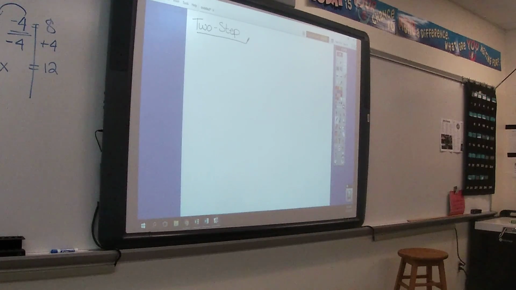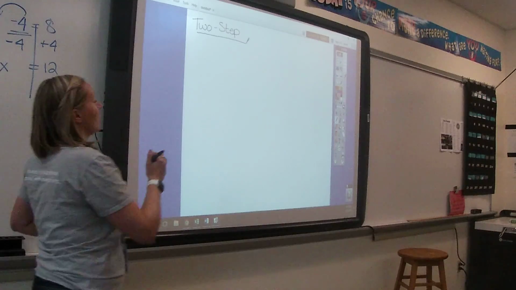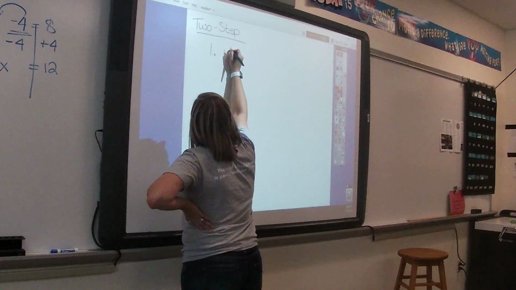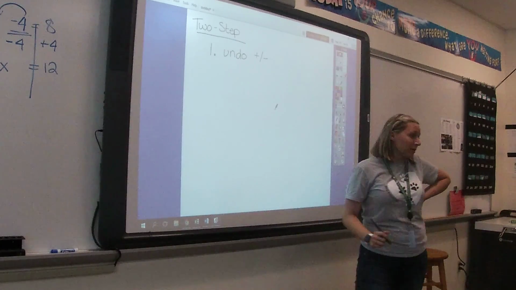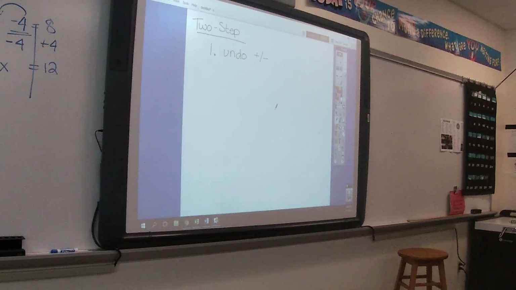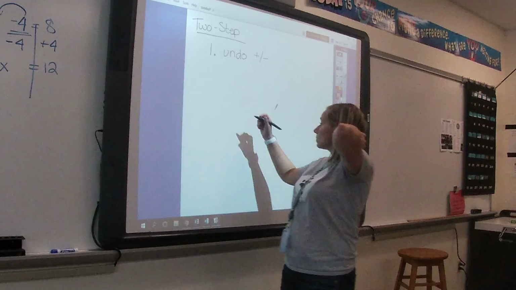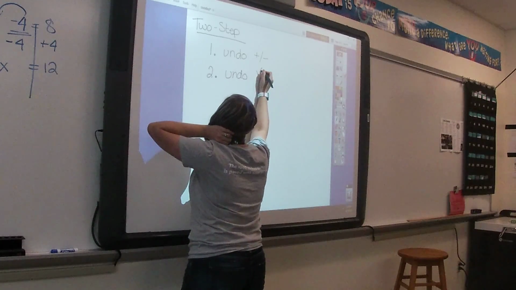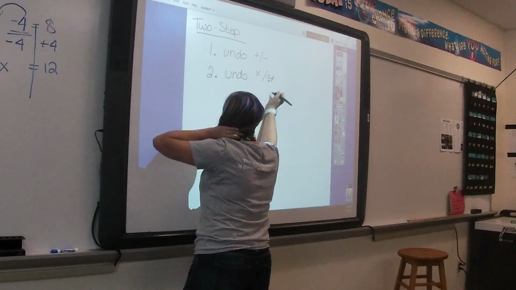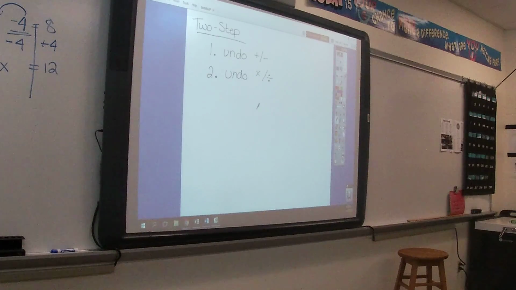If we're going in reverse order, what operation should we be doing first? Subtraction and addition, right? They come together. So we are going to undo addition and subtraction first. And our second step will be to undo any multiplication or division.